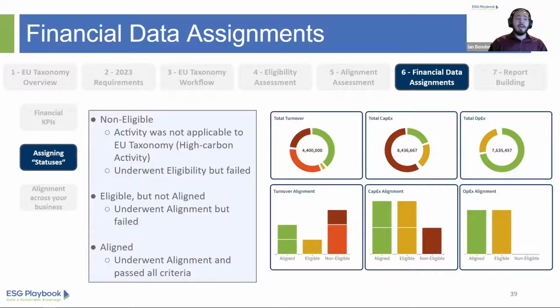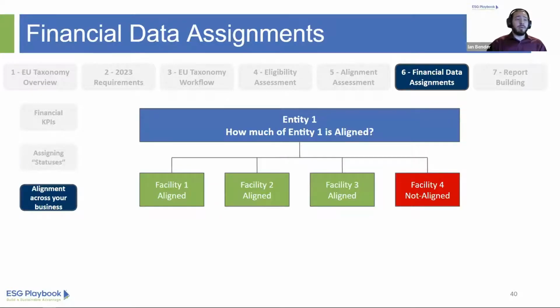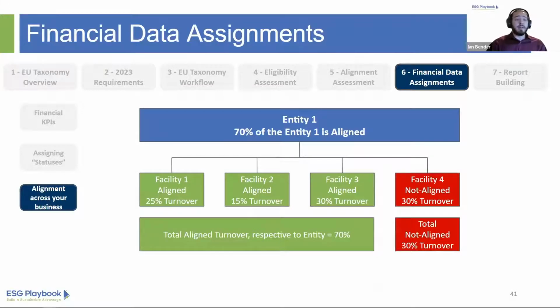There's a lot of data to keep track of at this point, and unfortunately, it does get a little bit more complicated. So as an example, let's say we underwent the whole process with entity 1, maybe one of a few legal entities within our business. Entity 1 has 4 facilities, 3 of which have passed the alignment assessment, where 1 of them has failed. So how much of entity 1 would be aligned? Unfortunately, it's not as simple as saying 75%, where 3 are aligned and 1 is not. Alignment of a legal entity is dependent on the total aligned turnover, CapEx, or OpEx of the applicable entities with respect to the financial KPI.